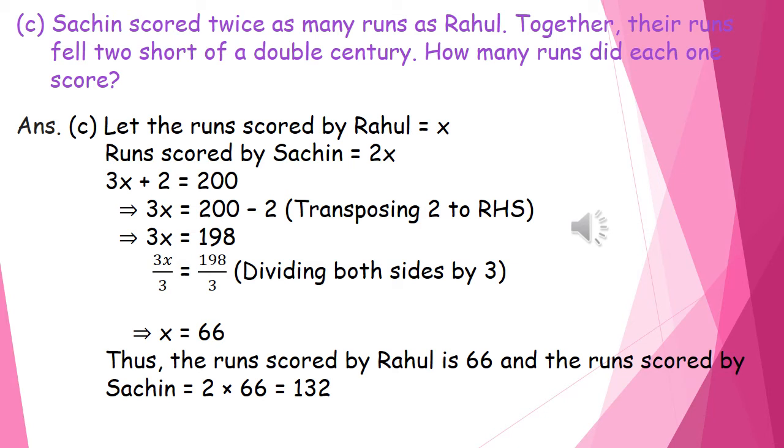We are transposing 2 to the right hand side. So 3x is equal to 200 minus 2, or 3x is equal to 198. Now we are dividing both sides by 3. 3x by 3 is equal to 198 by 3, or x is equal to 66. Thus, the runs scored by Rahul is 66 and the runs scored by Sachin is 2 into 66, that is 132.